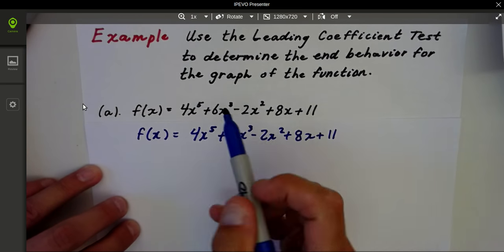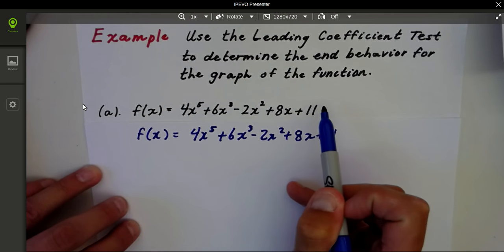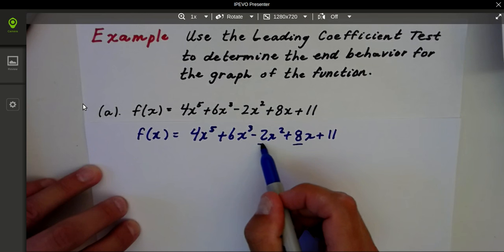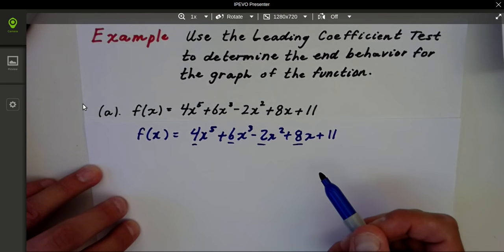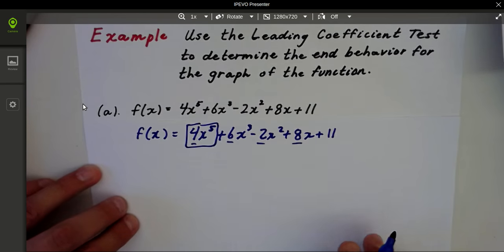Now this is in standard form. We're starting with the largest power, 5, 3, 2, 1, no power. So there's your constant. Remember, these are the coefficients, the numbers being multiplied to the variable. So you use the leading coefficient test. So here we are. We look there.